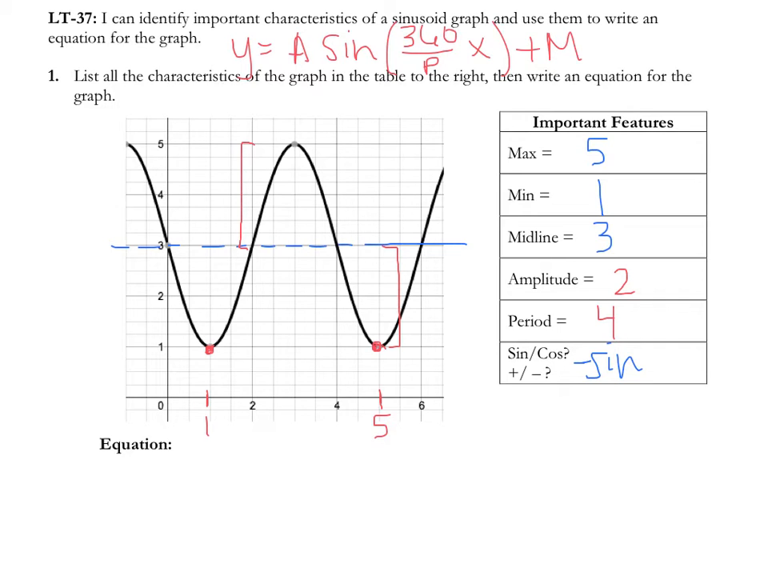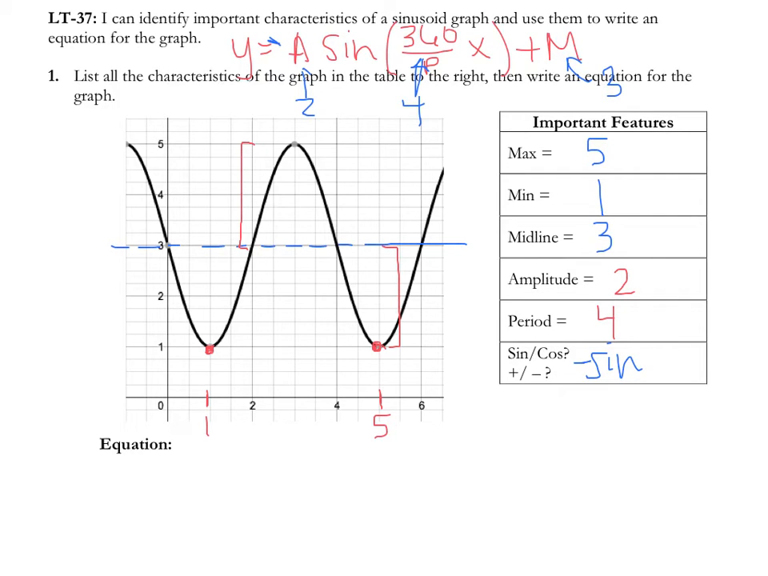So remember, the A stands for the amplitude. So our amplitude will be 2. Our period, P stands for period, so that's going to be 4. M stands for the midline, not the max, not the min, the midline, and that's going to be 3. And then remember that because of how the graph starts out, we want it to be a negative sign, so we're going to have a negative right out in front.